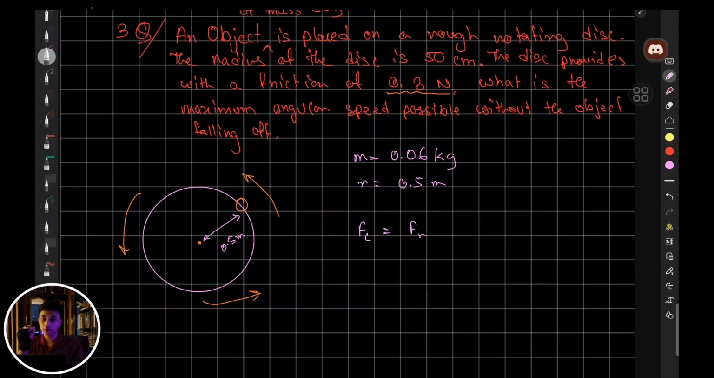The friction force is the only force causing the object to remain on the disc. Without the friction, the object would have slid off. Therefore, we know it's due to the friction that the object can remain on the disk. They've mentioned the maximum angular speed, meaning if, let's say, the friction for this case is 0.3 newtons, the object can only stay on top of the rotating disk up till a certain angular speed x rad per second.